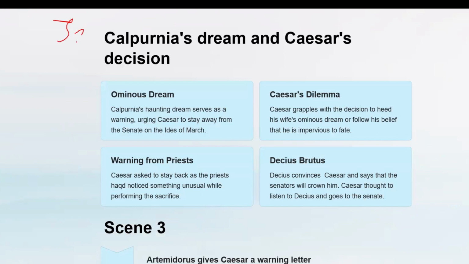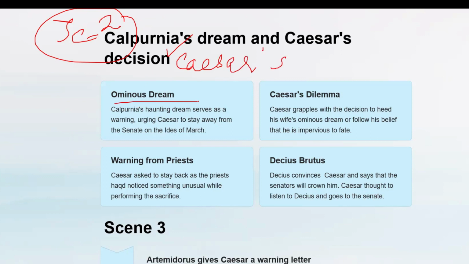Now we come to scene 2. In scene 2, what we see is that Calpurnia, who is Calpurnia? She is Caesar's wife. Julius Caesar's wife is Calpurnia. And Calpurnia has an ominous dream. All right, so I hope scene 1 is clear. I gave you a gist of scene 1. Now I'm giving you a gist of scene 2. So what happens in scene 2?